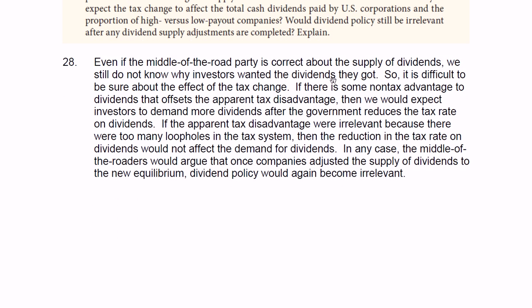So to summarize, there are 3 points. First, we do not know why investors wanted the dividends they got. Second, if there is some non-tax advantage to dividends. And third, if there are too many loopholes in the tax system.